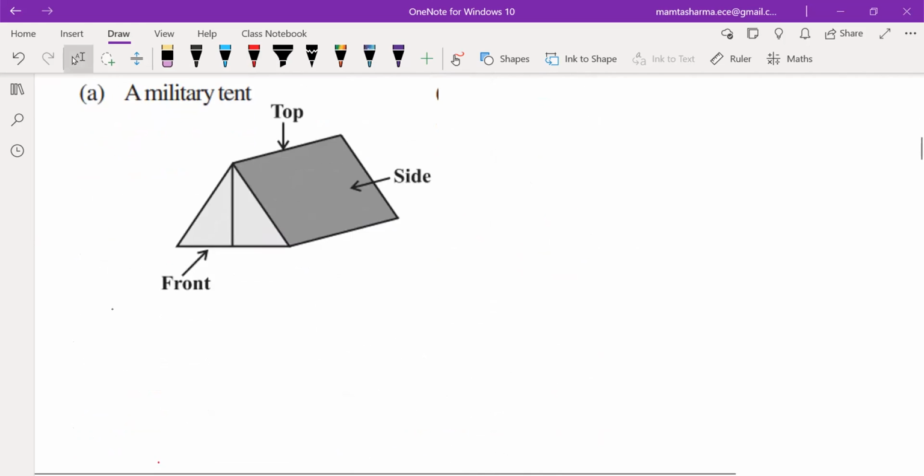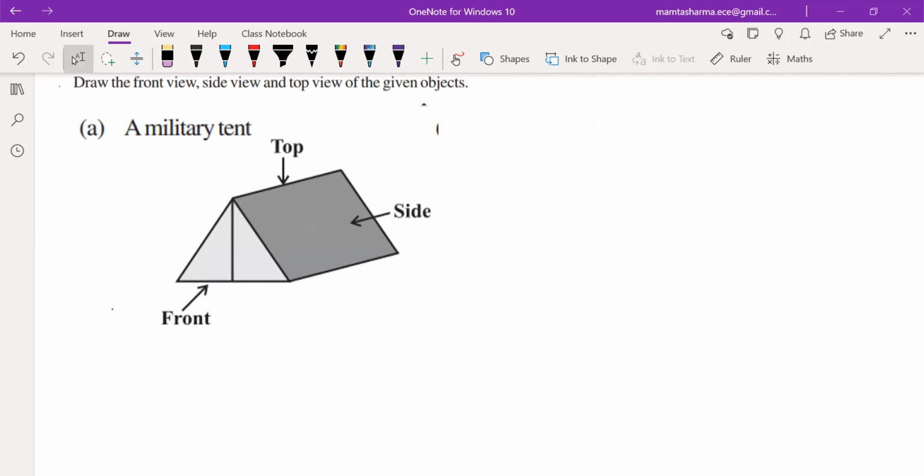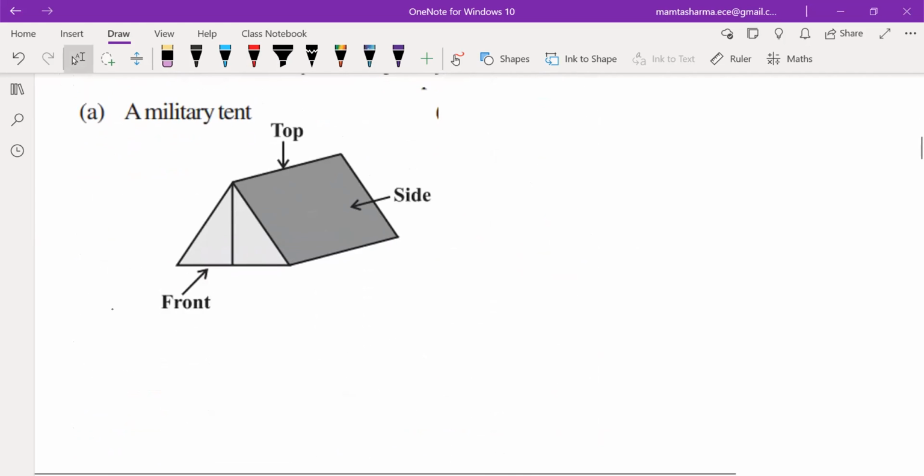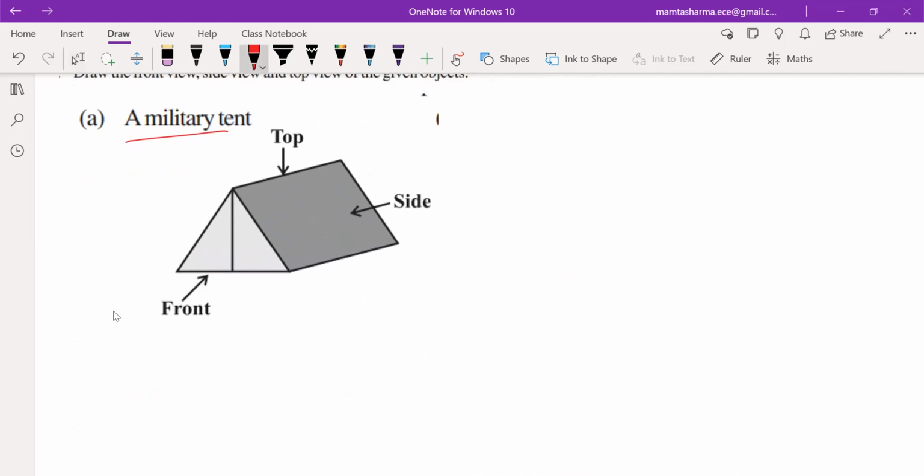Now you can practice how all 3 views will look for different shapes. Let's take this military tent. The front view will be a triangle, the side view will be a parallelogram, and in the top view you will see only a line.